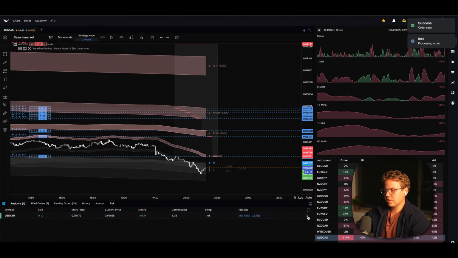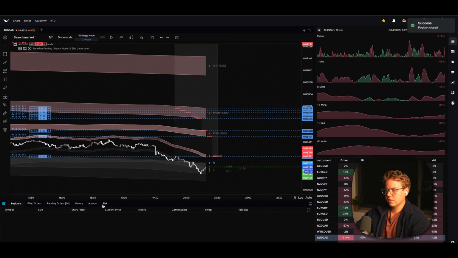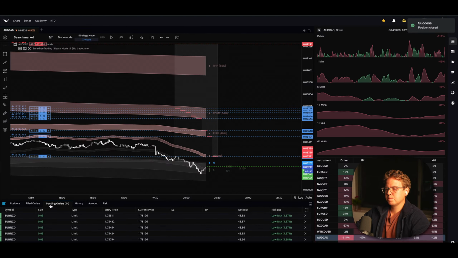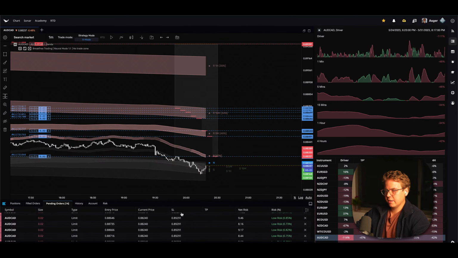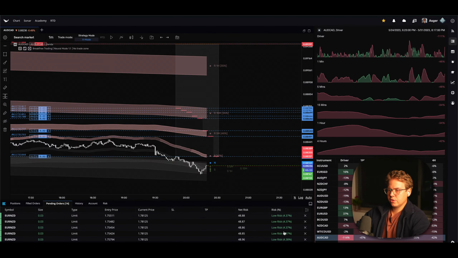Let's close these positions. They're irrelevant. Oh, I see. I got other orders. I was not aware of that. Anyway, AUD CAD, 7.2% risk. That's good. That's what we want.